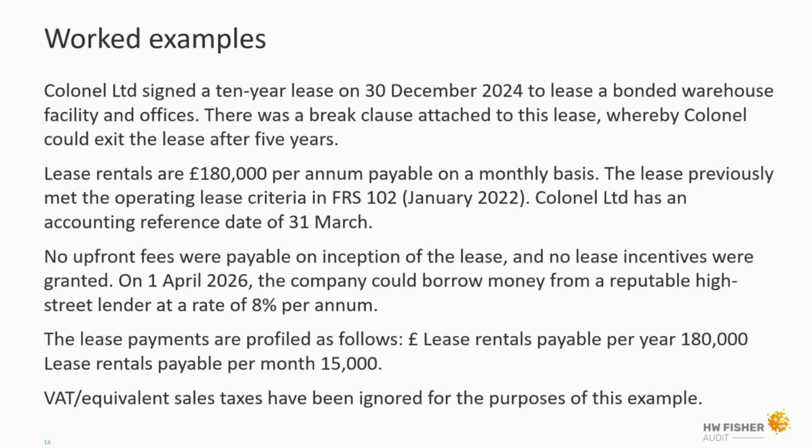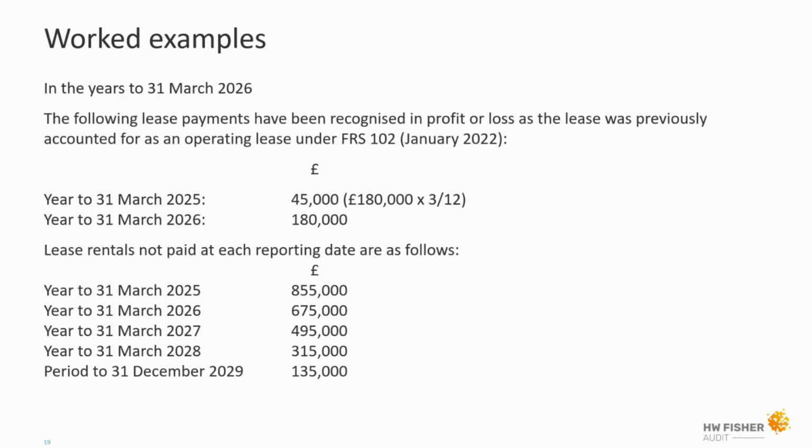There's a judgment there. You would expect, if I was the FD of Colonel Limited, I'm going to have to explain my judgment. But for this worked example, there is no reasonable certainty that we would extend outside of that break clause. So we will look at it from 5 years from that 30th of December 2024, so we'll be exiting out in 2029. So what does that look like?